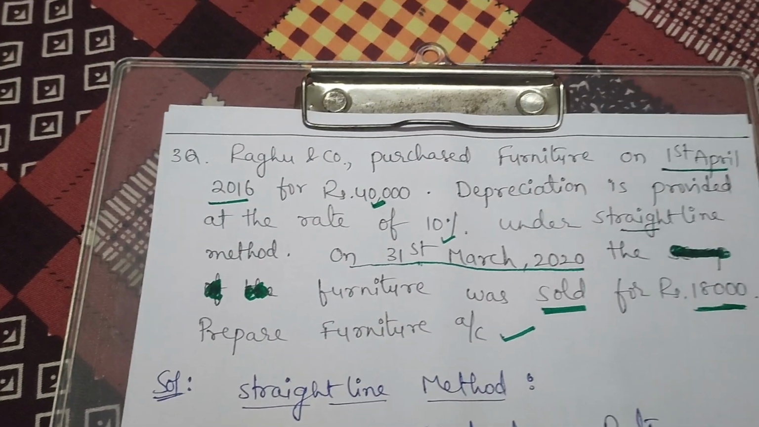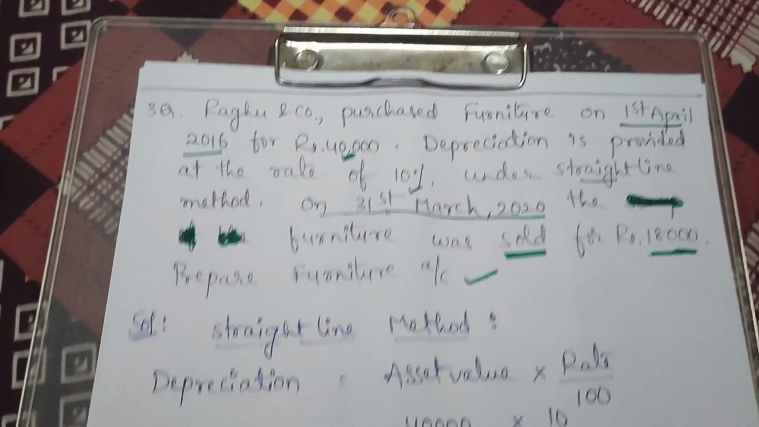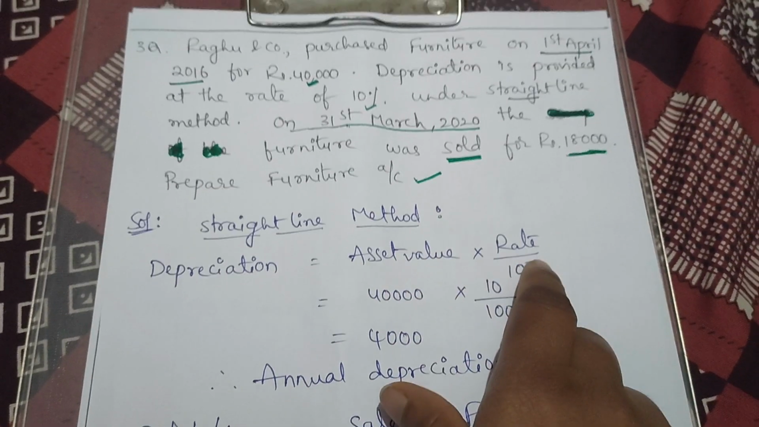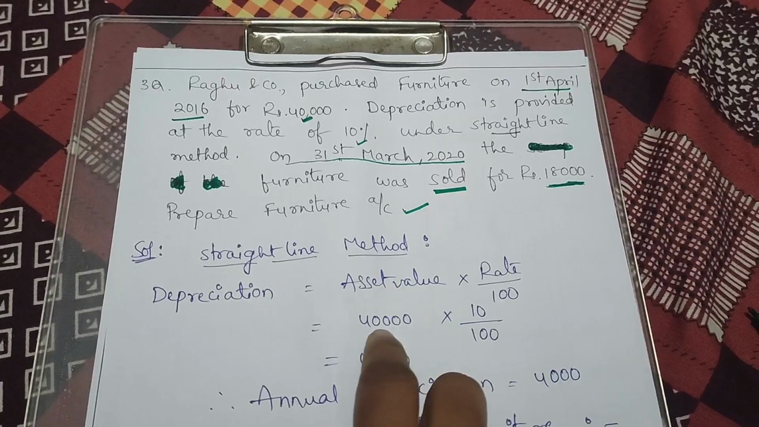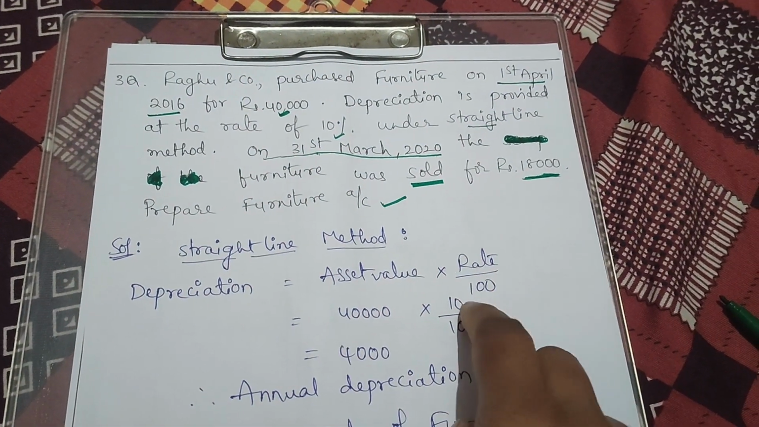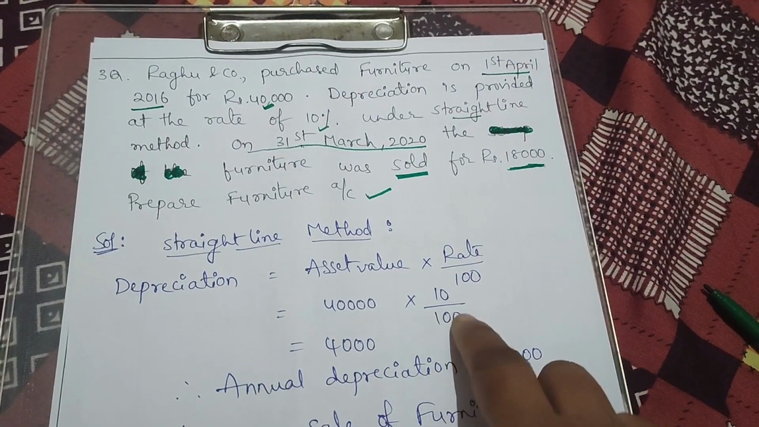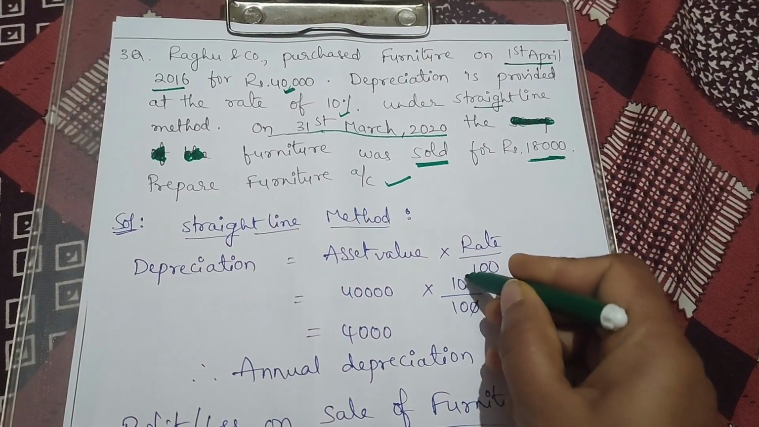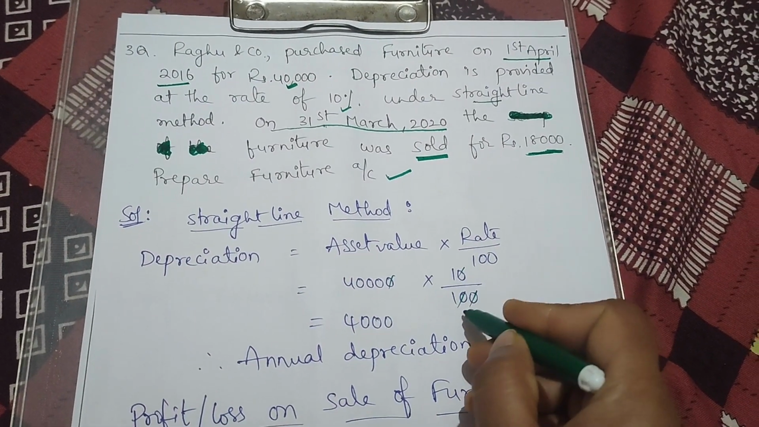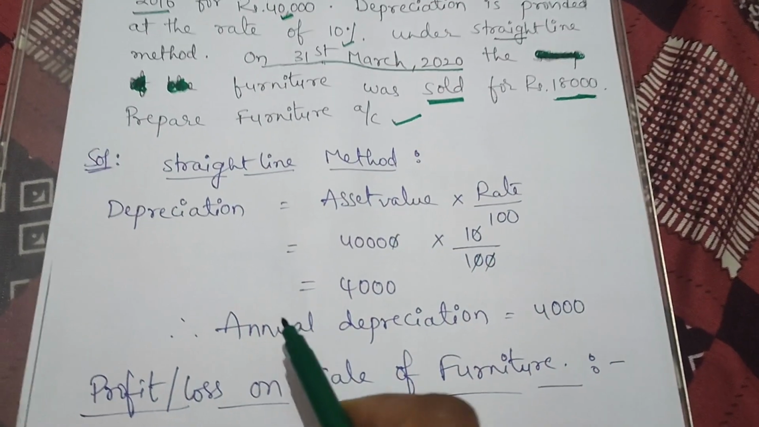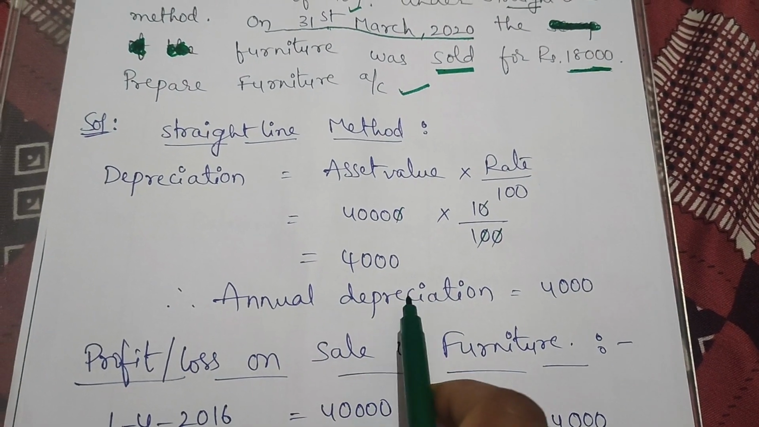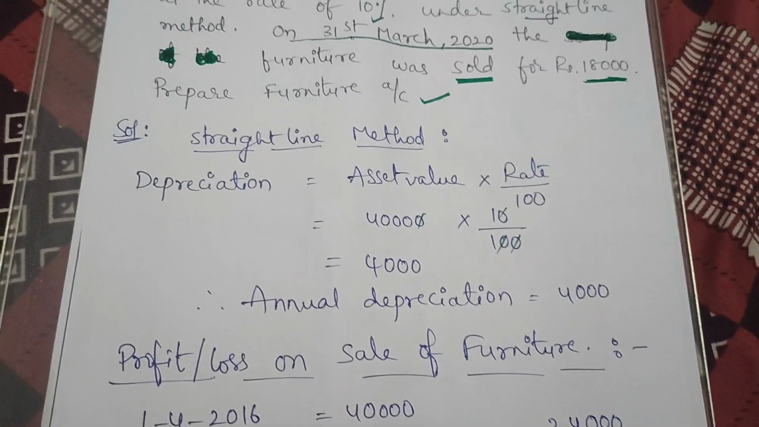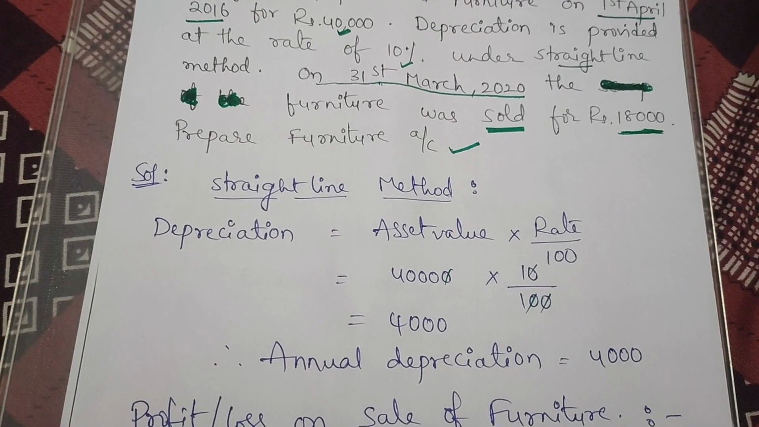Let us see how to prepare the account now. Since this is straight line method, depreciation formula is asset value into rate by 100. Asset value is 40,000. Rate is 10%. Divide by 100. If we do calculation, we will get 4,000. Whatever amount we get here is known as annual depreciation. Annual depreciation is 4,000. Means 1 year depreciation is 4,000.